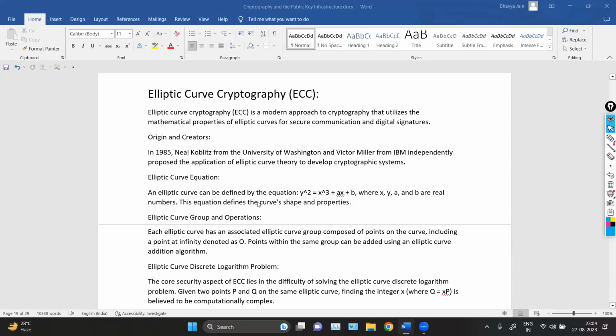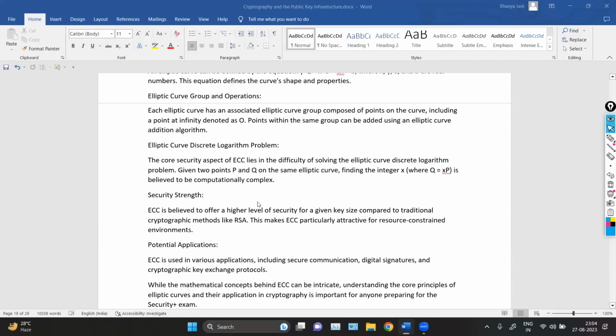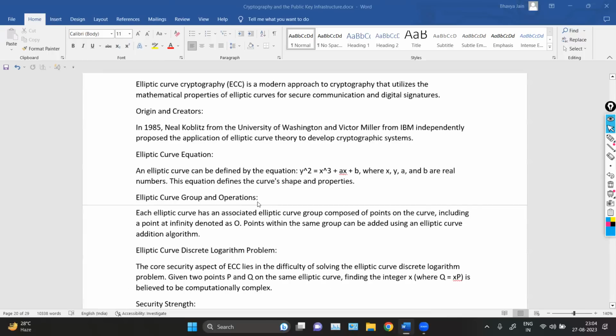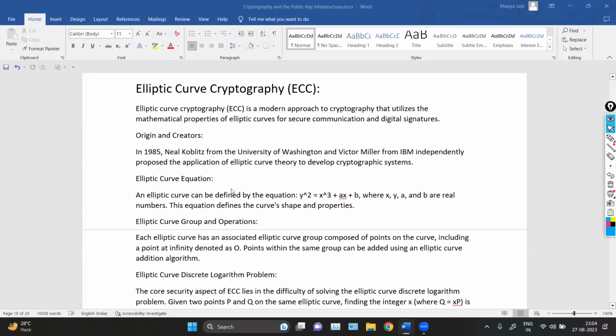Then we have elliptic curve cryptography, ECC. It is another algorithm and quite a popular one. Elliptic curve cryptography is a modern approach to cryptography that utilizes the mathematical properties of elliptic curves for secure communication and digital signatures.